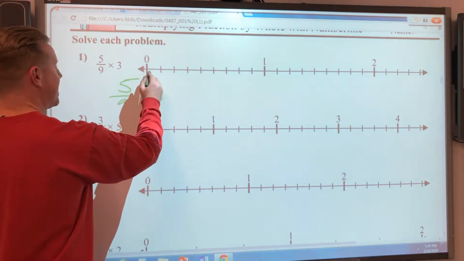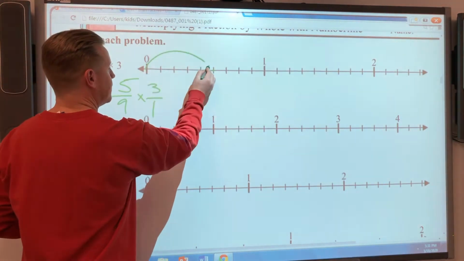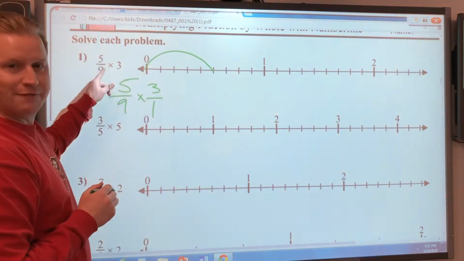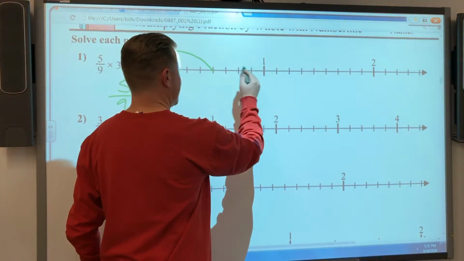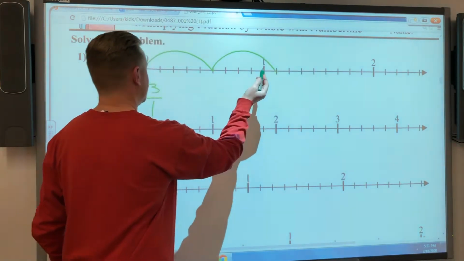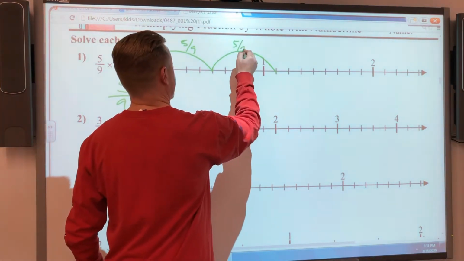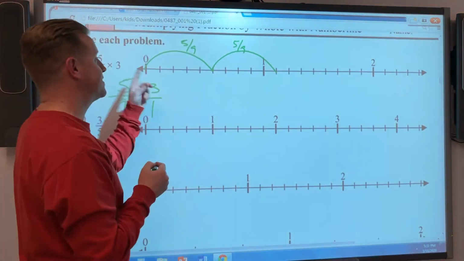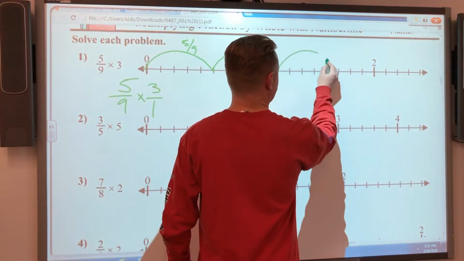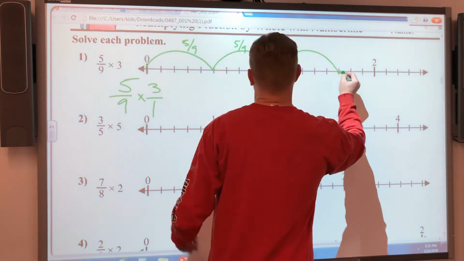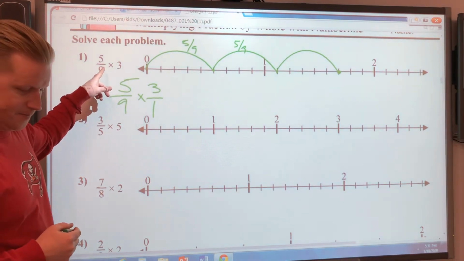So for every 5, 1, 2, 3, 4, 5, that is one group of 5/9. Let's give it a second group of 5/9. 1, 2, 3, 4, 5. That is a second group of 5/9. We have one more group of 5/9 to distribute here. As you can see here, we have 3 groups of 5/9.